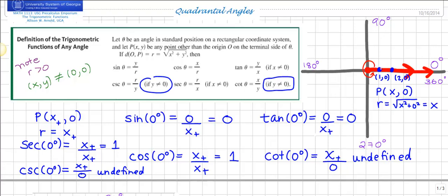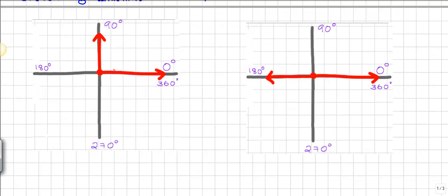Sine and cosine are the only two that are never undefined. So let me reiterate that. Okay, let's look at another quadrantal angle. Let's look at 90 degrees in standard position. Okay, so what's special about 90 degrees in its terminal side?